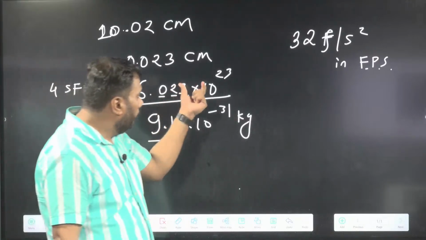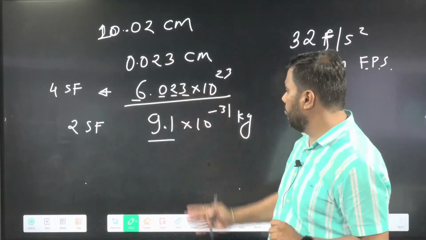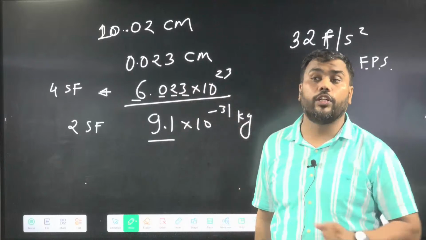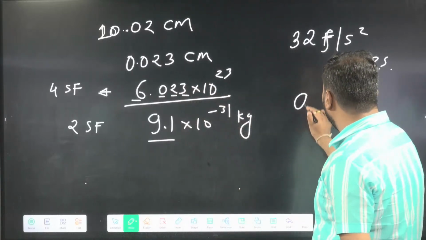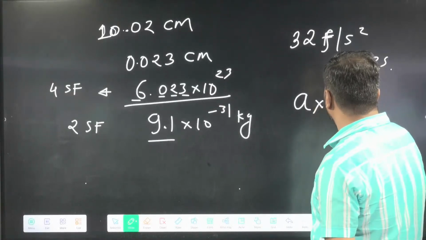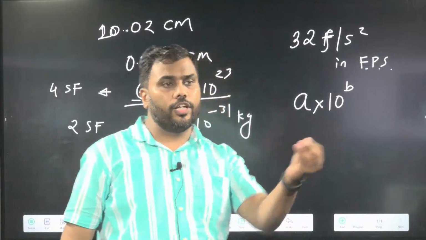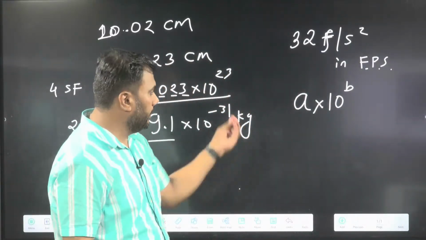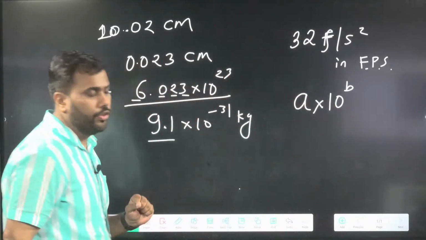Why am I talking about these numbers? This is the Avogadro number, this is the mass of electron. They are given in scientific notation. Whenever you give a number in the format of A into 10 power B, this way of writing is called scientific notation.